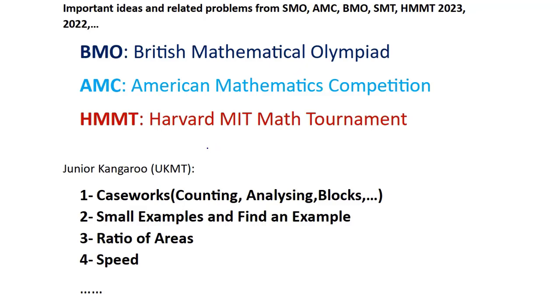In this video, we want to consider important ideas of UKMT Junior Kangaroo and 4 important ideas: casework in counting, analyzing blocks, small examples and find an example, ratio of areas, and speed. And we want to solve related problems of BMO, British Mathematical Olympiad, AMC, American Mathematics Competition, and these two are the most prestigious exams, and also related problems in HMMT, Harvard-MIT math tournament.